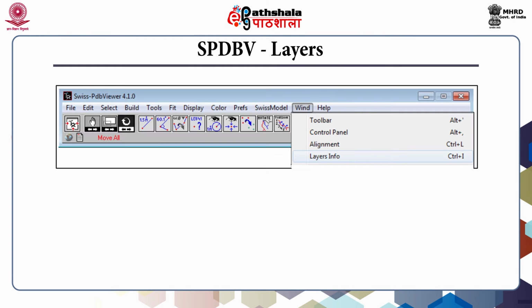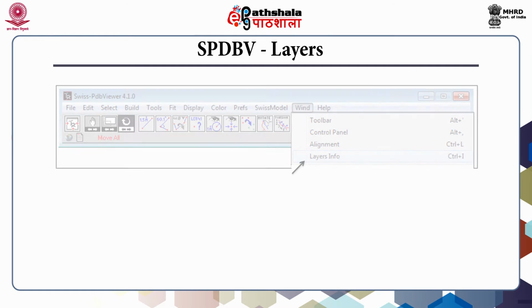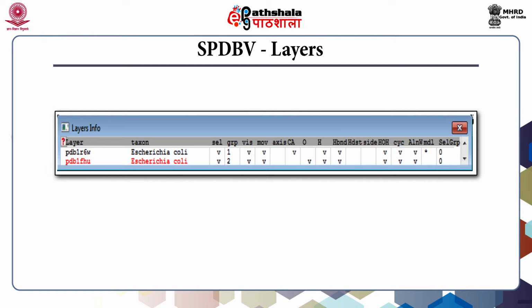Open the Wind menu and select the Layers Info command. This will open the Layers Info window. Click on PDB1FHU to select it as the active layer so that this layer will receive menu and toolbar commands. When more than one structure is opened in the SPDBV viewer, then each structure is loaded into a separate layer, and each layer with a loaded molecule is listed in the Layers Info window. Hide the Layers Info window. The active layer is the selected layer to receive the commands.